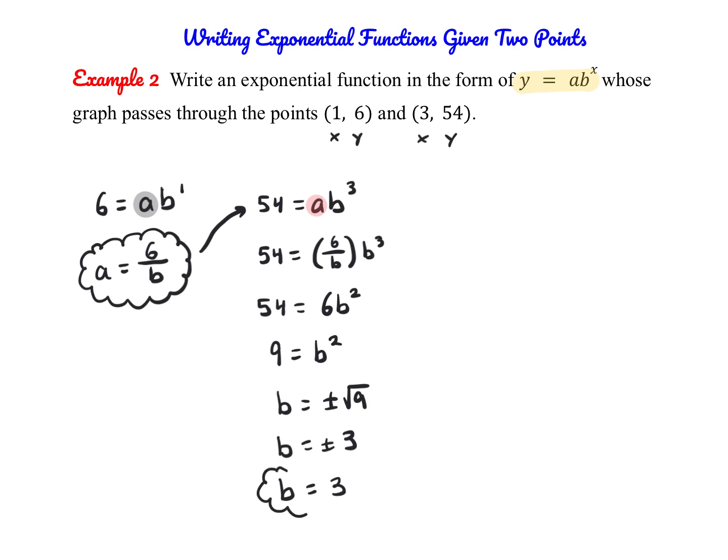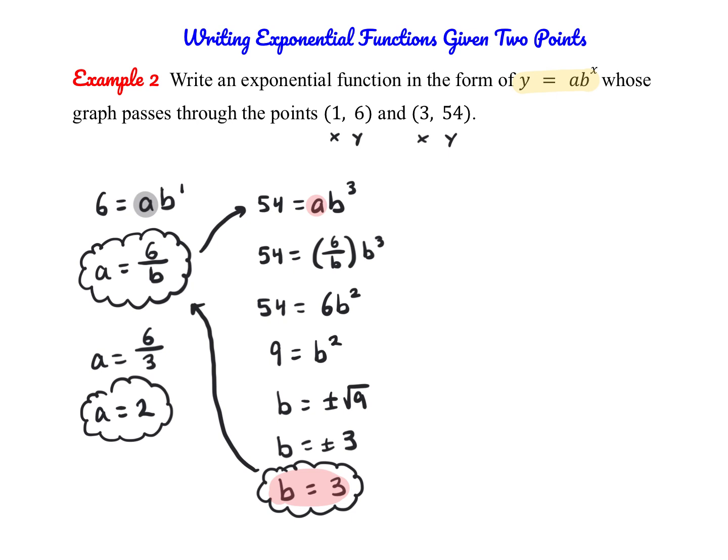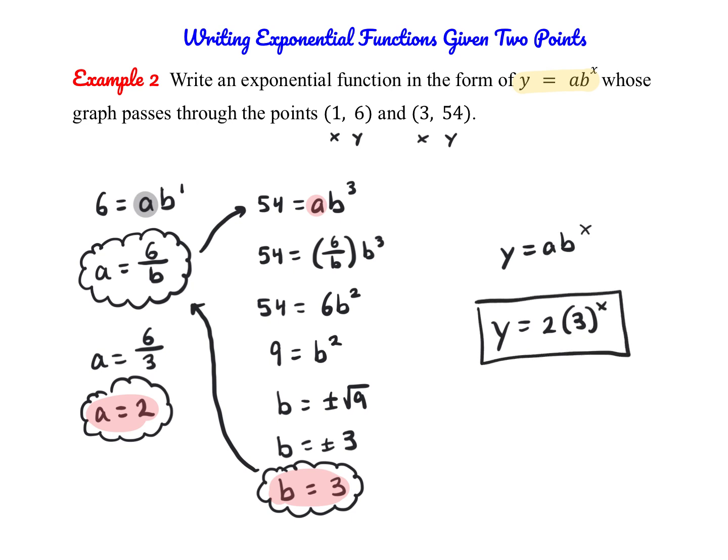So once we have one of our variables, we've solved for b. Now all I need to do is substitute it back up here to solve for a. So we have a equals 6 over b, which is 3. So that means a is 2. So now we have both of the variables we need to make our function. So if our function is in this form, a b to the power of x, we would have y equals 2 times 3 to the power of x. And this would be our exponential model.